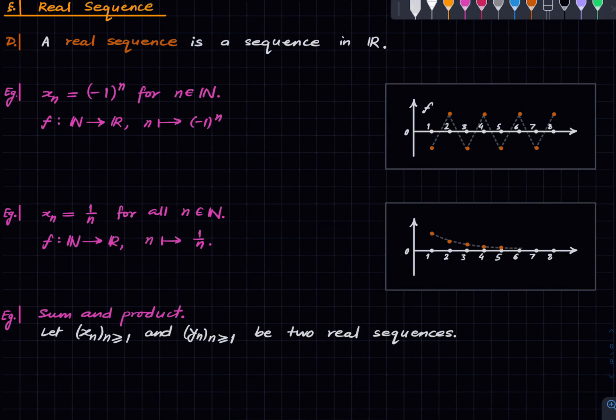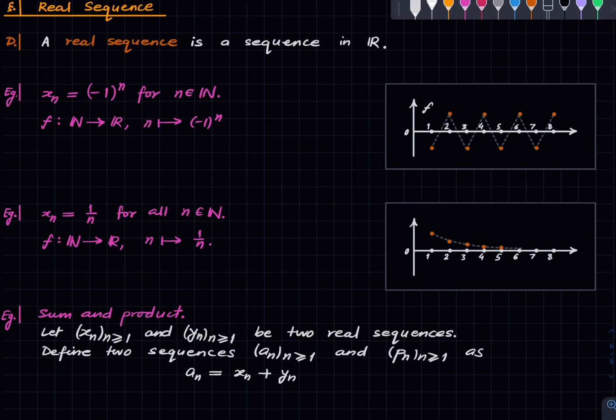Then we may define two sequences, a_n and p_n, as follows: a_n is the addition of x_n and y_n, and p_n is the product of x_n and y_n. So this is for all n.